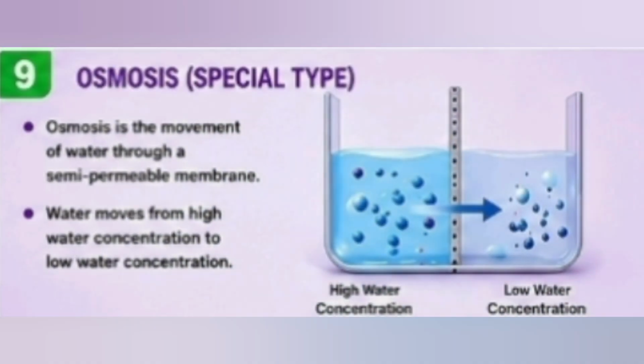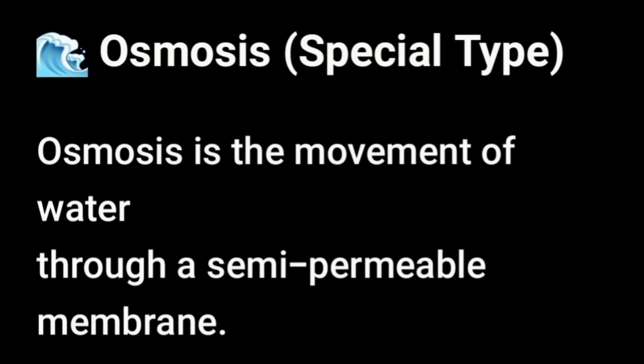Osmosis, a special type. Osmosis is the movement of water through a semi-permeable membrane. Water moves from high water concentration to low water concentration.